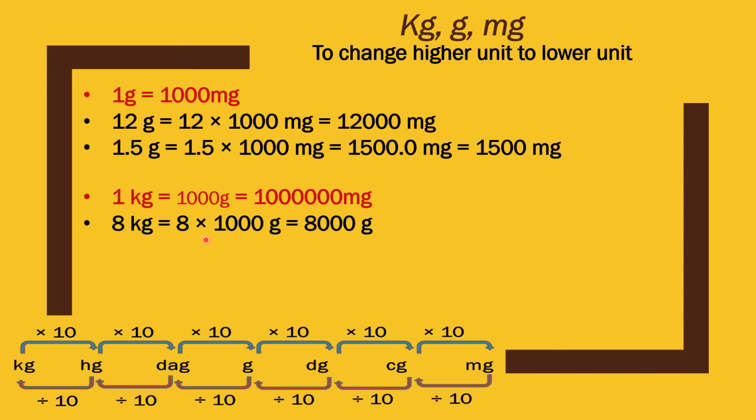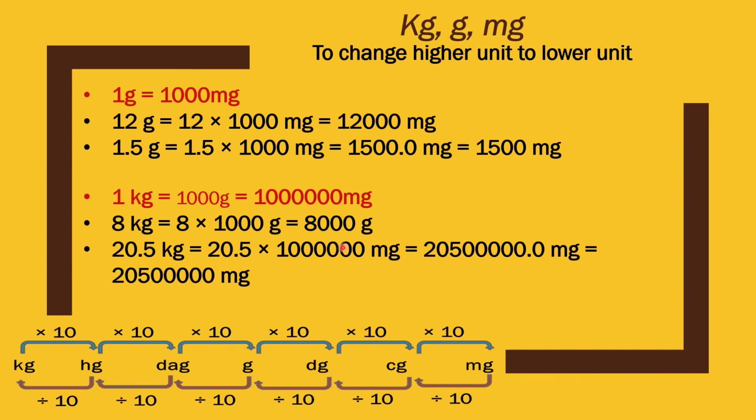questions like 8 kilogram, convert it into gram, what will you do? We will multiply by 1000. 8 multiplied by 1000 gram, which equals 8000 gram. And if you need to convert 20.5 kilogram into milligram, what will you do? 20.5 kilogram into milligram, we need to multiply by 10 lakh. And it is very easy to multiply any decimal number by 10 lakh.